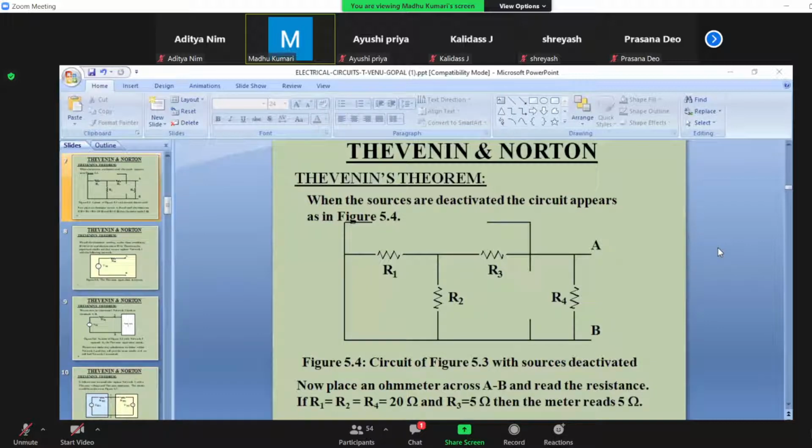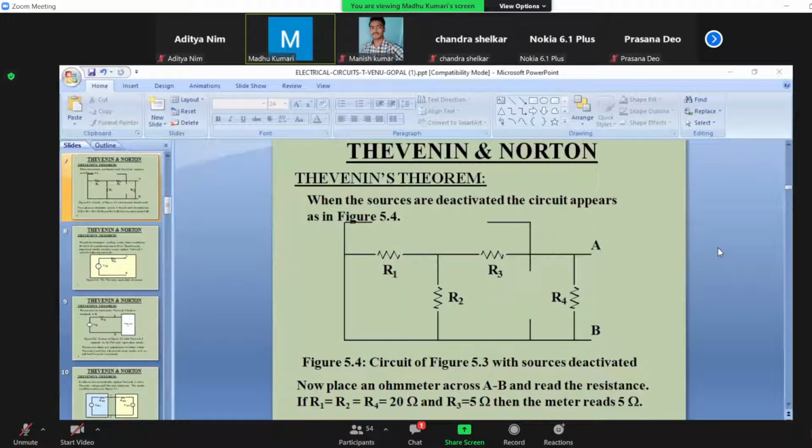Now this R4 and whatever is here, 15, are in parallel. So 20 into 15 upon 35, that is 300 by 35, which is 60 by 7. Okay, whatever. Now this is the process.